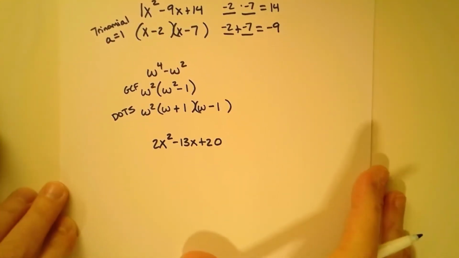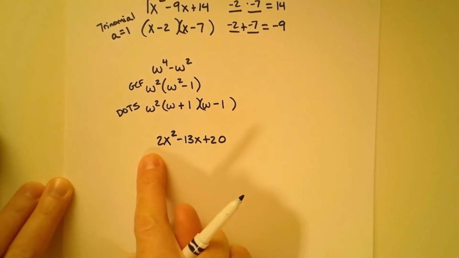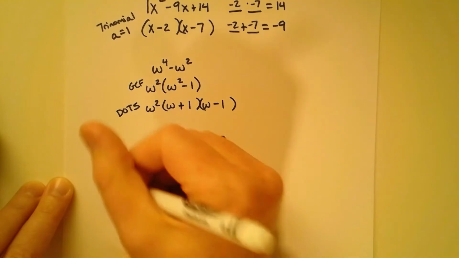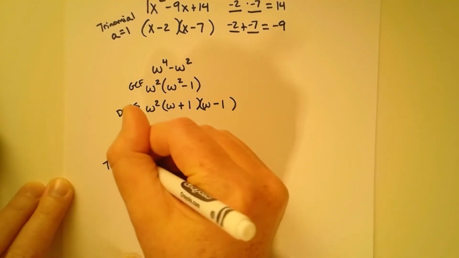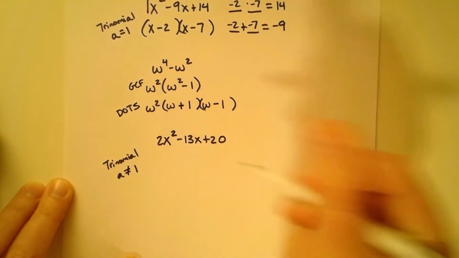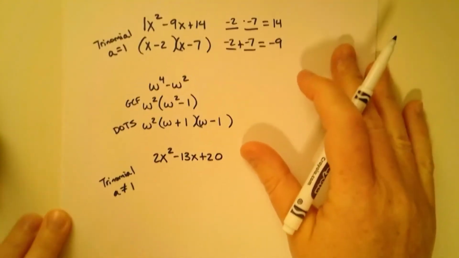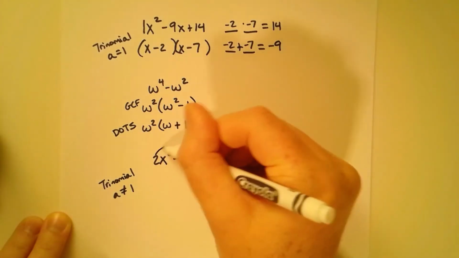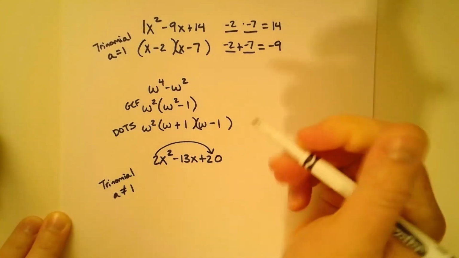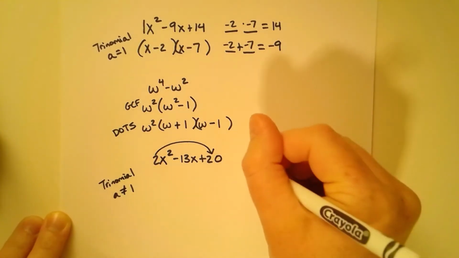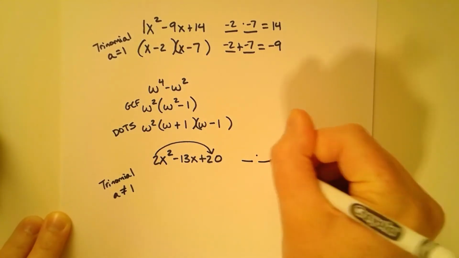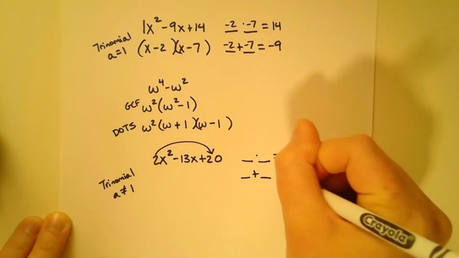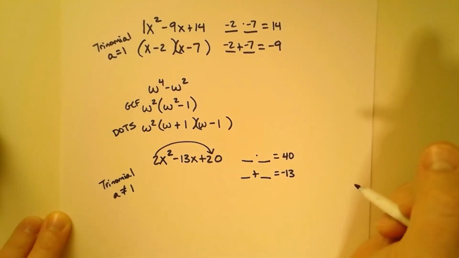So for this example, I do not have a greatest common factor because I can't take 2 out of 13. So this is what we call a trinomial where a is not equal to 1. So we have to use a little different method than we did for the regular trinomial where a was just equal to 1. So we start with 2 times 20. That's our a times our c value. So we would have to multiply to get 2 times 20, which is 40, and we need to add to still get the negative 13 that's in the middle.